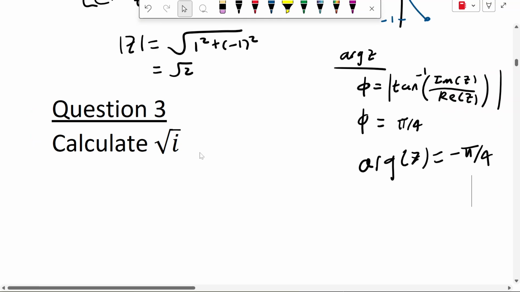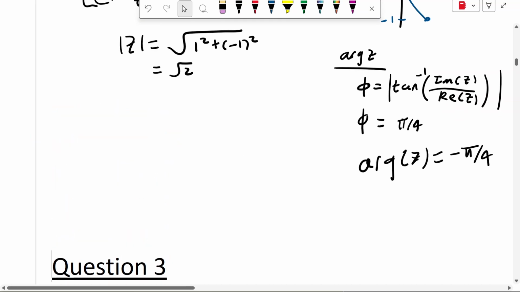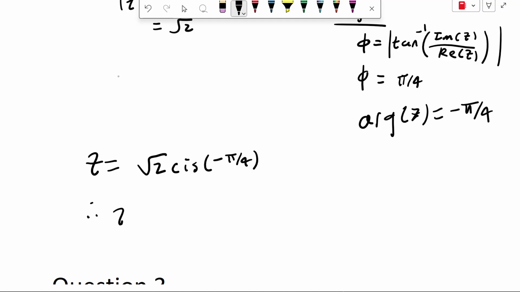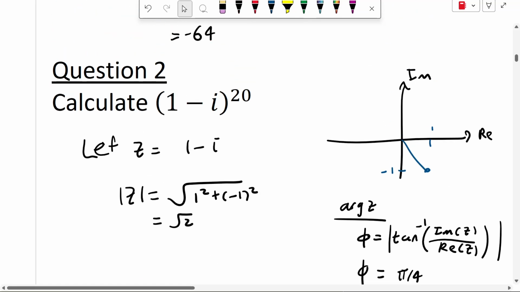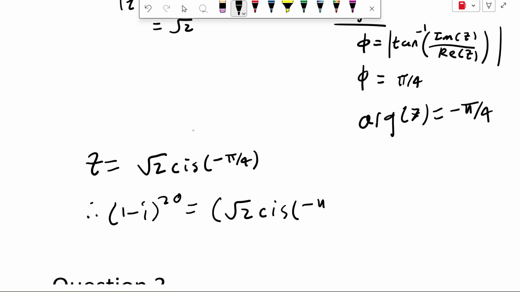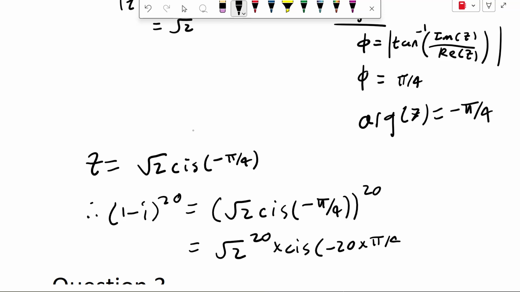All right, let's come back and work out the rest of our question. So it turns out that z equals √2 cis of minus pi over 4, and therefore z to the power of 20 we're looking to work out. Well, maybe I'll just actually write it as 1 take i to the power of 20 equals √2 cis of minus pi over 4 all to the power of 20. So you're going to get √2 to the 20 times cis of minus 20 times pi over 4.